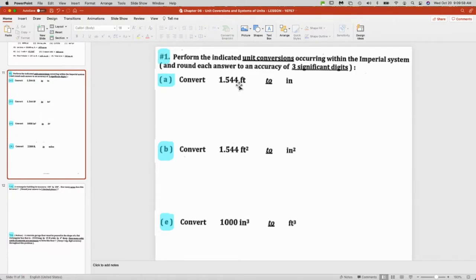Thank you, Sanjit. Hopefully you found that easy. The short answer is to do 1.544 feet times 12, and you get 18.5 inches.